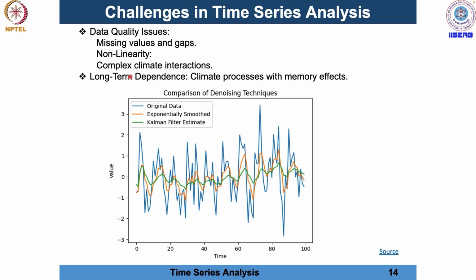Another part is long-term dependence, or climate processes with memory effects. Basically, when you are dealing with some sort of lagged data set, it is very important to look at that lagged behavior, because when you are dealing with hydrological or climatological time series, there are memory terms involved in the time series, which have a kind of temporal memory pattern, where some memory is transferred from one step to another step. We have to take that into account when we are dealing with our time series data set. That is one of the important parts.